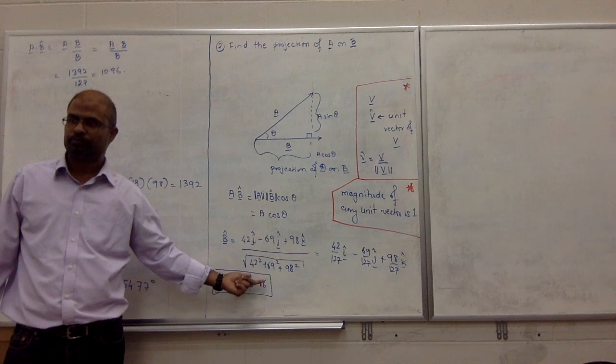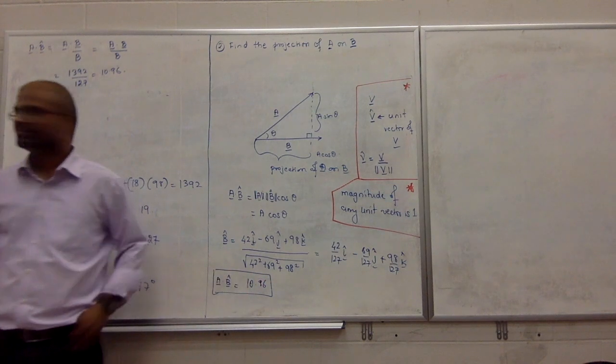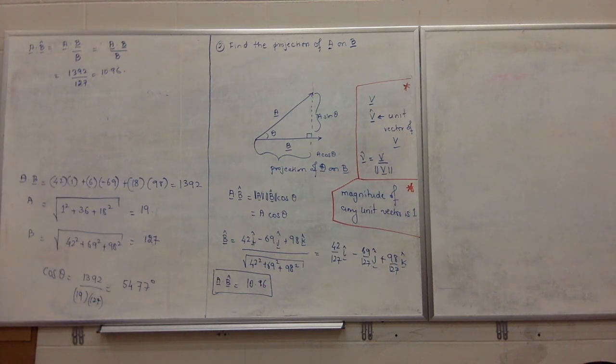You got it? For the angle, you did cosine 1392 over 19. I got 99. Is it the inverse? Yeah, inverse. Okay, that's why I messed up. Okay? You got it? Yeah.